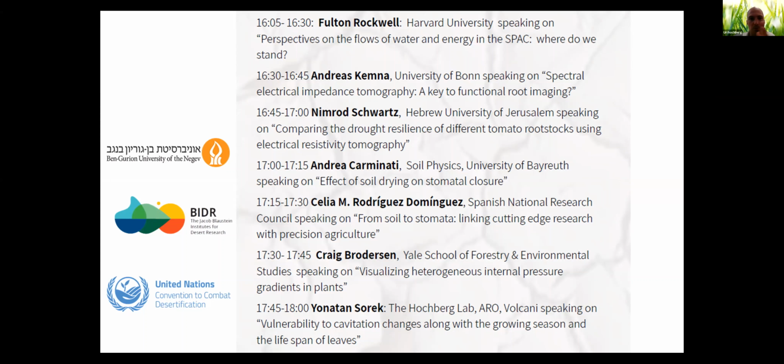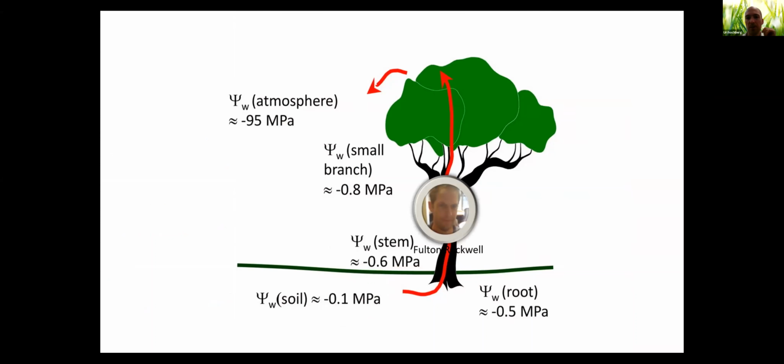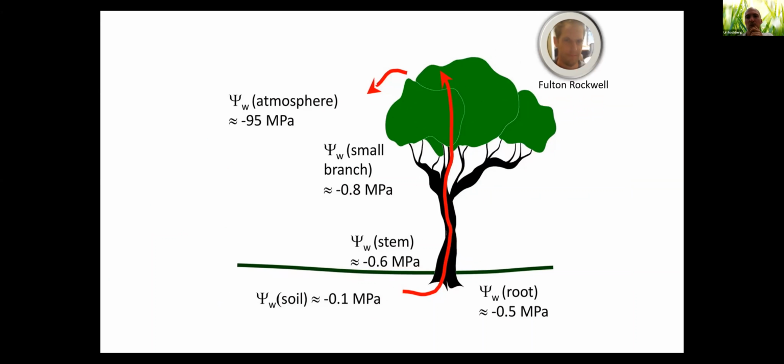So just to orient you of who we're going to speak about what. I'm hosting this session with Professor Naftali Lazarovich from Ben Gurion. We're going to start with Tony Rockwell, and Tony is going to give us an overview on the SPAC, the soil plant atmosphere continuum. He's going to take us from the soil through the roots and up above.